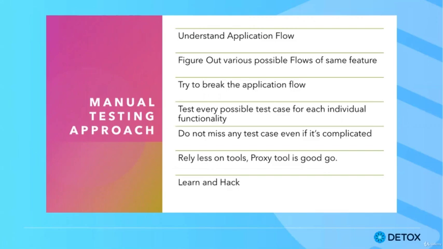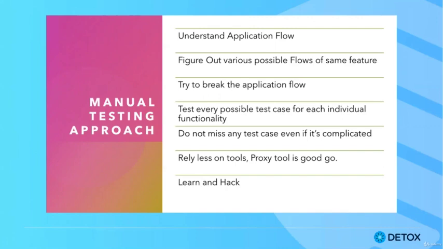So let's say the cart functionality in an e-commerce application has multiple flows. You can go to an items page and add something to the cart. You can go to the items page, add something to the wish list, and then add something to the cart. So it's the same functionality but multiple flows, right? So make sure that you understand every possible flow of the application before trying to break the application flow.